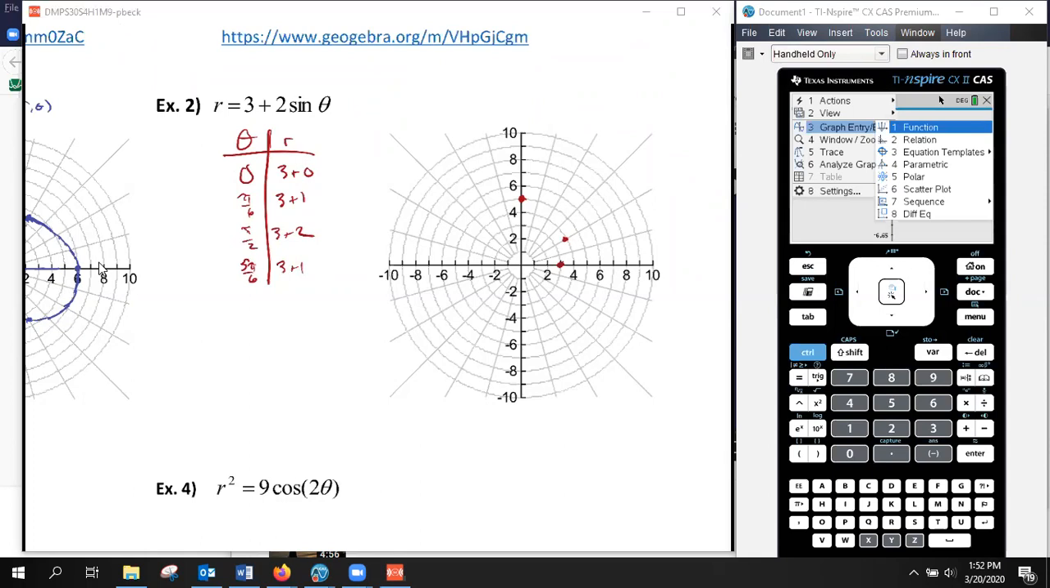And what you should start seeing is some symmetry along this. And then at pi, we're going to have a radius of 3 plus 0 again. That should be right here. As we went from 0 to pi, we should see this theta equals pi over 2 axis that has the symmetry, and that's because of sine. That's one of the key characteristics of a sine polar graph.